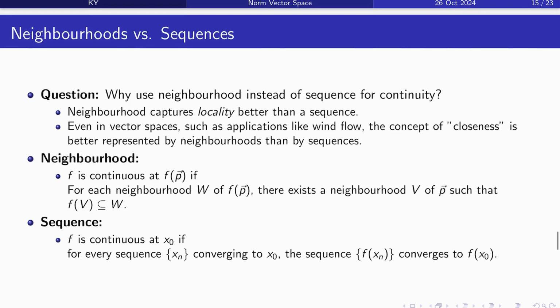What I want to point out right here is, why do we have to use, in class, neighborhood instead of sequence for continuity? It's because the neighborhood captures locality better than a sequence. Even in vector space, in applications like wind flow or concepts like closeness, it's better represented by neighborhood than sequence.